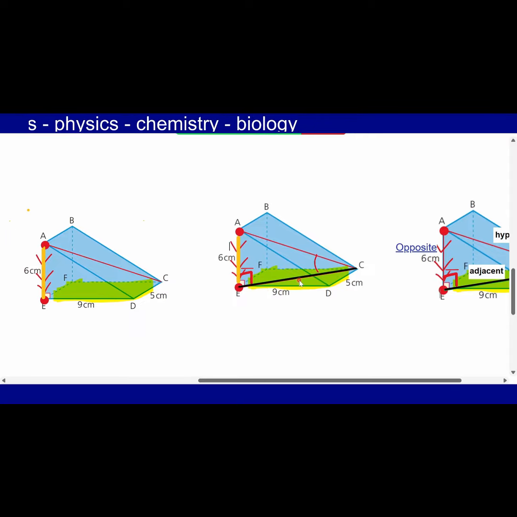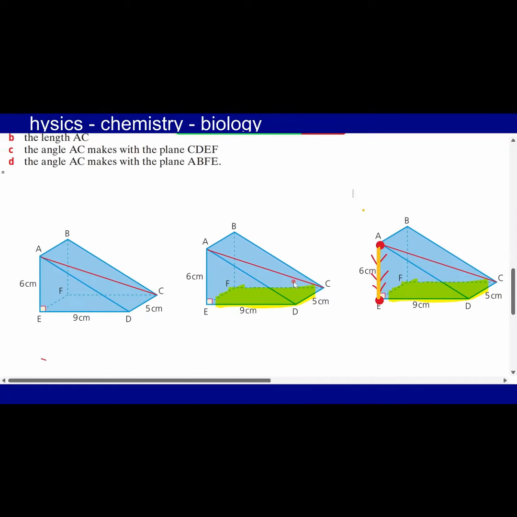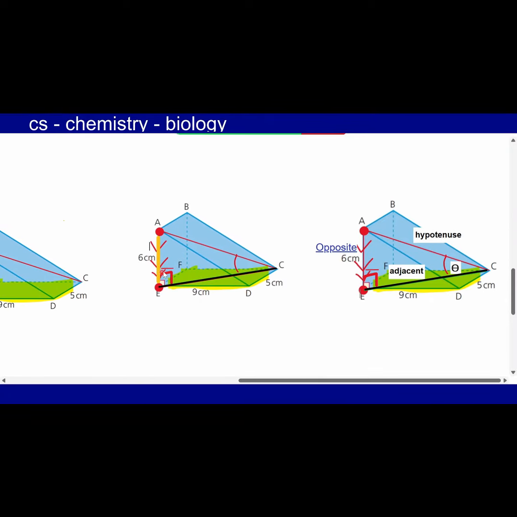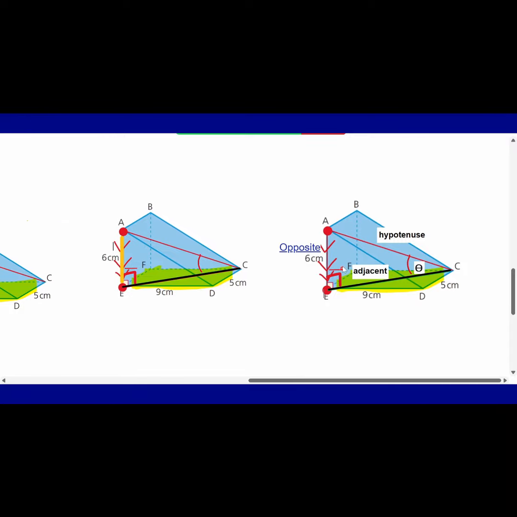Now we already know that this is also a right angle triangle, as we take a perpendicular line. This yellow line is perpendicular to the plane CDEF. So if this is a right angle triangle, the angle that we are finding is between the original line AC and the projected line EC. This is the angle that we are finding.